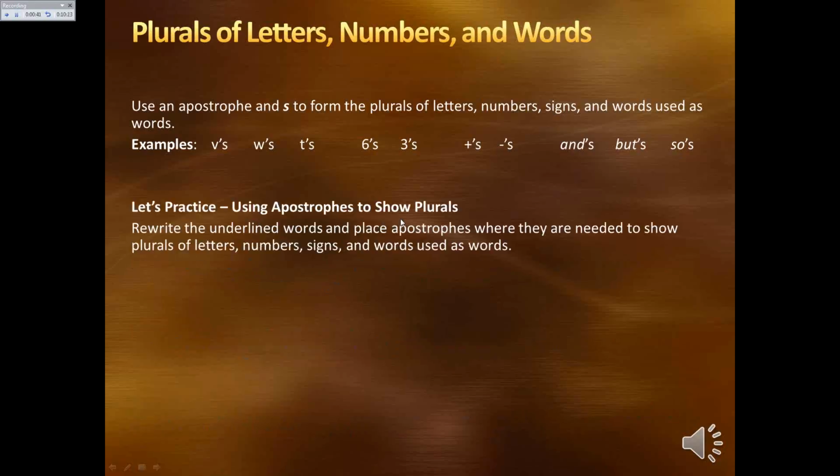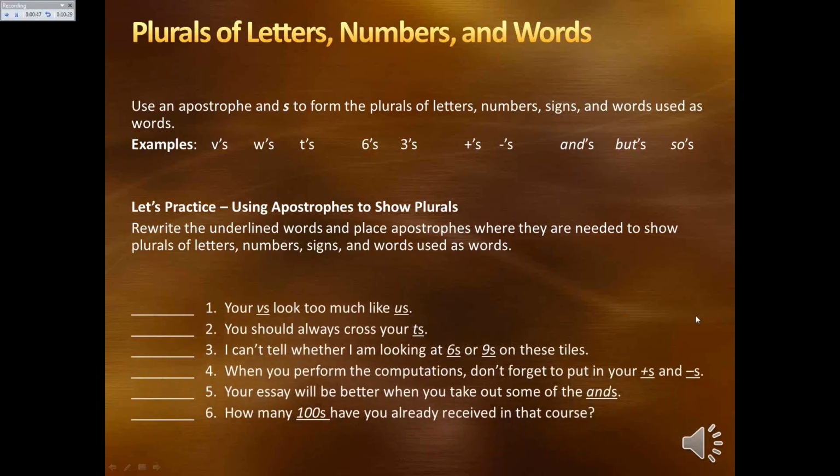Using apostrophes to show plurals, we're going to rewrite the underlined words and place apostrophes where they're needed. Kids, just be very careful. This looks like us, doesn't it? But we're talking about an exercise to show where apostrophes are. So don't get carried away and say, oh, but Mrs. Arago, that word is US. That spells us.